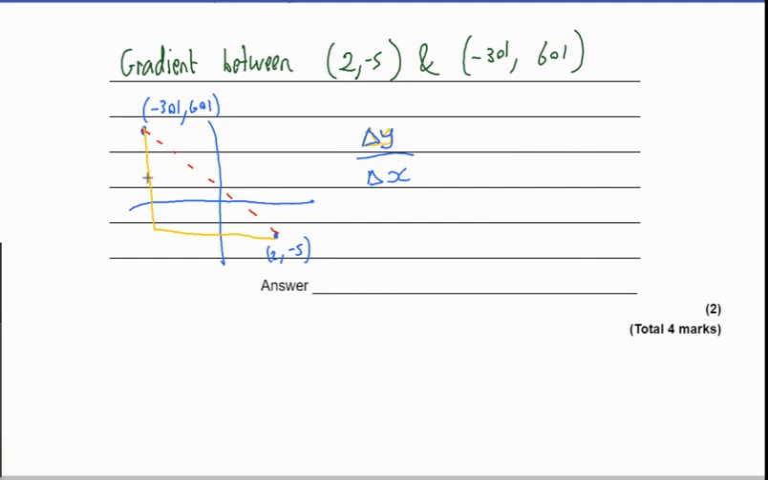So the change in y, we can see it goes from 601 to minus 5. So that change there is 606, but it's negative. So negative 606. And from minus 301 to 2, well, that is an increase by 303. So that's going to be minus 606 divided by 303. And that gives us minus 2. So, yes.